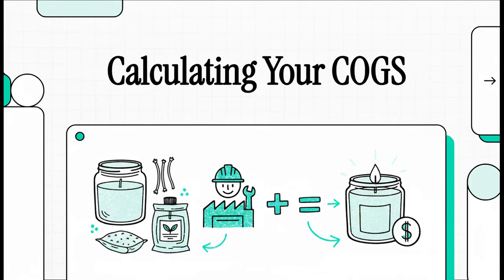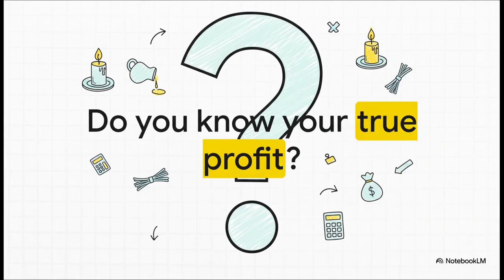Right, today we are going to break down one of the most important numbers for any business out there, the cost of goods sold, or COGS for short. And by the end of this, you'll have a super simple step-by-step way to figure it out, which is going to unlock a way deeper understanding of your business's health. So let's dive in.